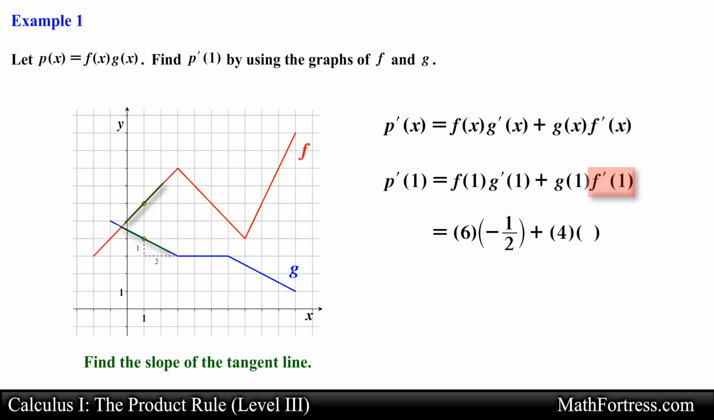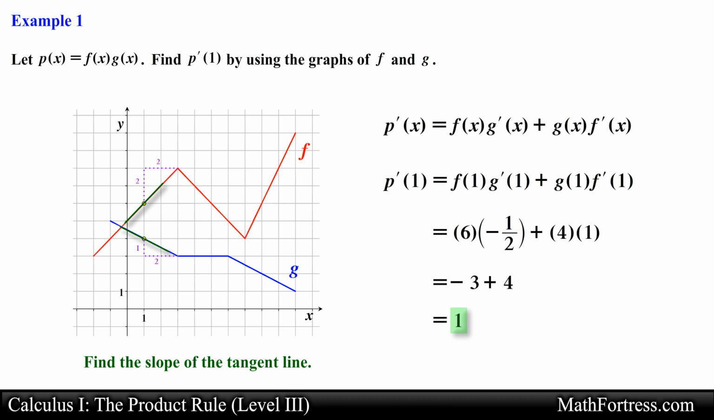Lastly, f prime evaluated at x equals 1 is going to be equal to the slope of the tangent line of the red graph at x equals 1. This value can be calculated in the same manner as g prime of 1. In this case, it is going to be equal to 1/1, which is just equal to 1. Having found all the required values, we go ahead and simplify the expression, obtaining the final answer equal to 1.